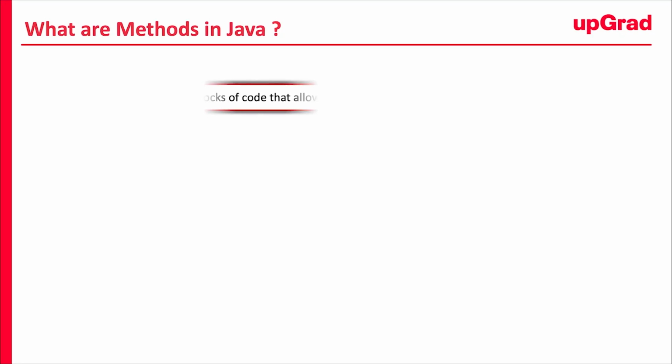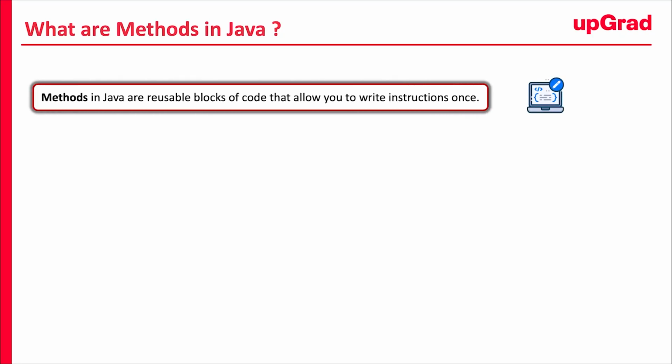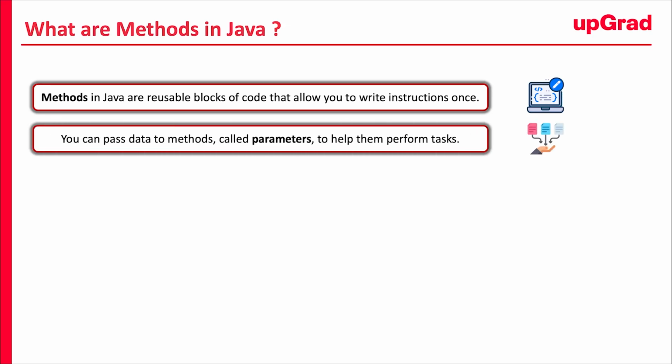So, what are methods in Java? In simple terms, methods in Java are reusable blocks of code that allow you to write a specific set of instructions once and use them whenever needed, without repeating the same code in multiple places. You can also pass in data to a method, called parameters, which it can use to perform a task.